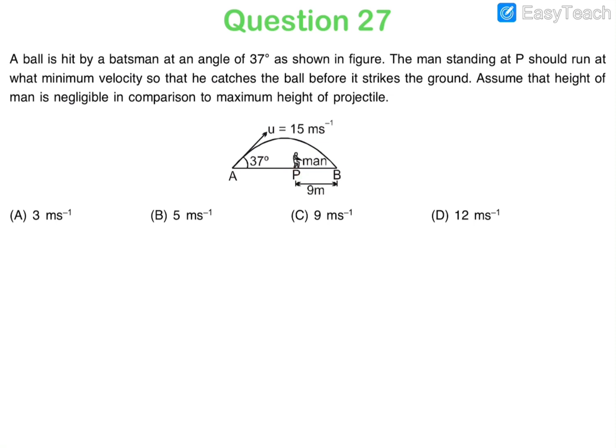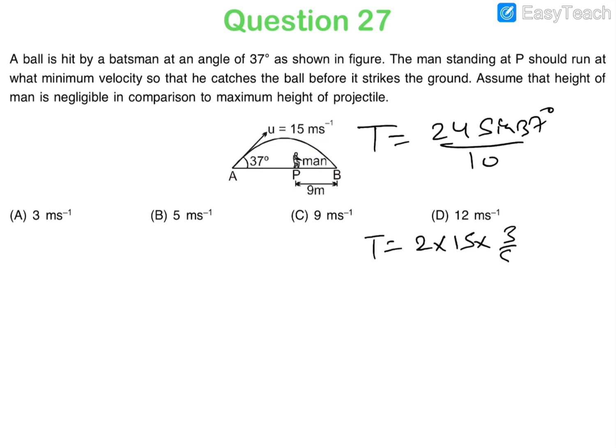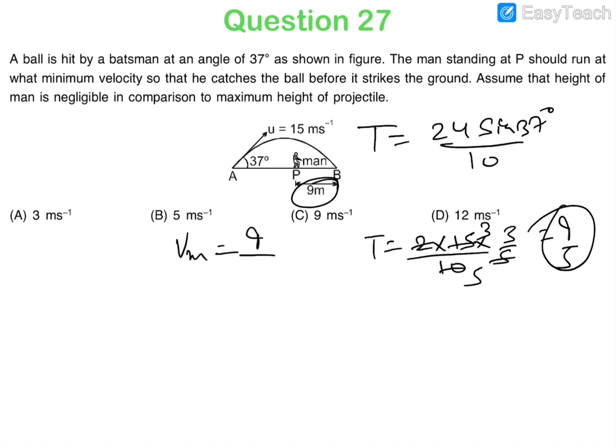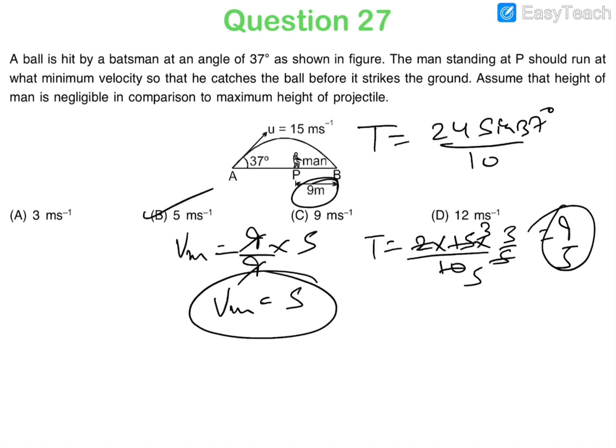So obviously the time of flight of this ball will be 2 into u into sine 37 by g. So t will be equal to 2 into 15 into sine 37 is 3 by 5 and g is 10. So this is 3 and this is 5. So time of flight is 9 by 5. And in this time he has to travel a distance of 9 meter. So his velocity is Vm, and that is 9 upon time of flight, which is 9 by 5. So Vm should be equal to 5. So the correct answer is 5. Now we move on to the next question.